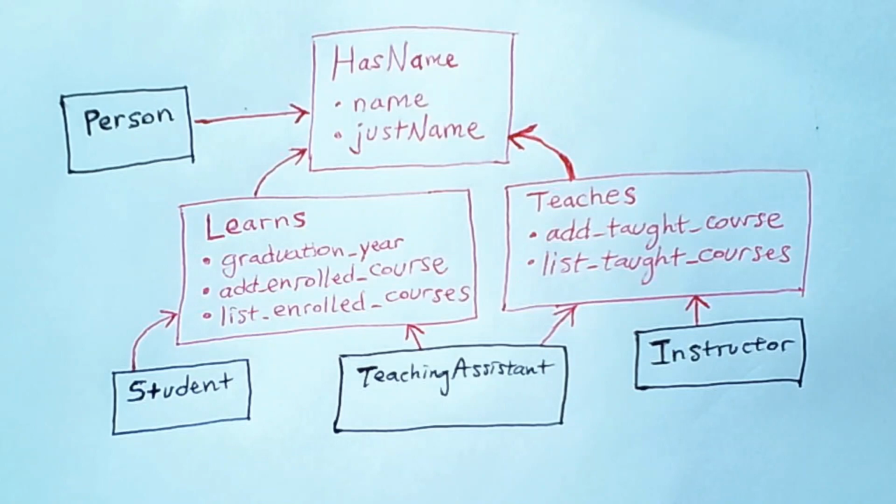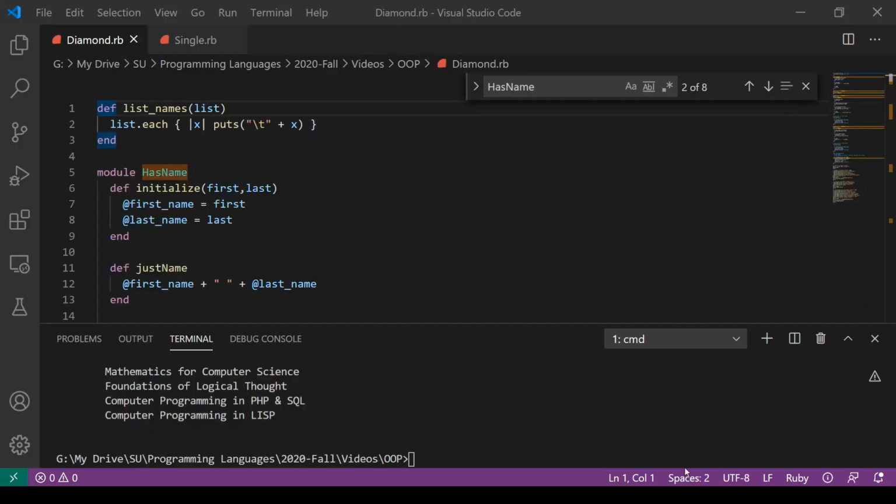Let's look at the source code. First, we have a listNames method, which is the same as we had in the previous Ruby example. And then we have our first module. This module is called hasNames.